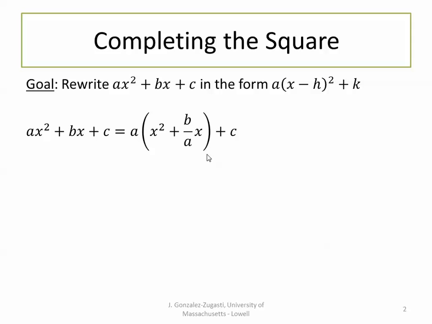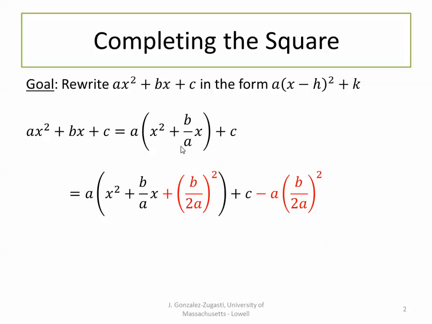Now what I really want to do is take what's in the parentheses and make that a perfect square somehow. The way to do that is to take the coefficient of x, the b over a, and add half of that squared inside my parentheses. So I take half of the b over a and I square it. Since I added it here, I need to take it away so that I don't change my equation, so that I'm essentially adding 0. So here I subtract it off, but don't forget it's being multiplied by this a, so that's why there's an a there.